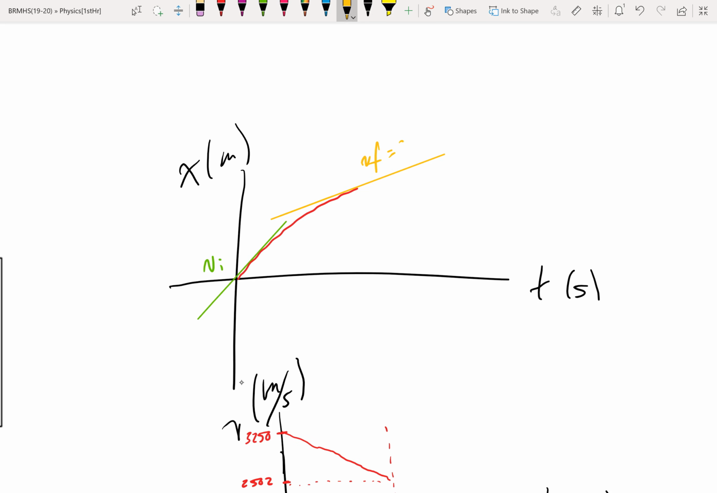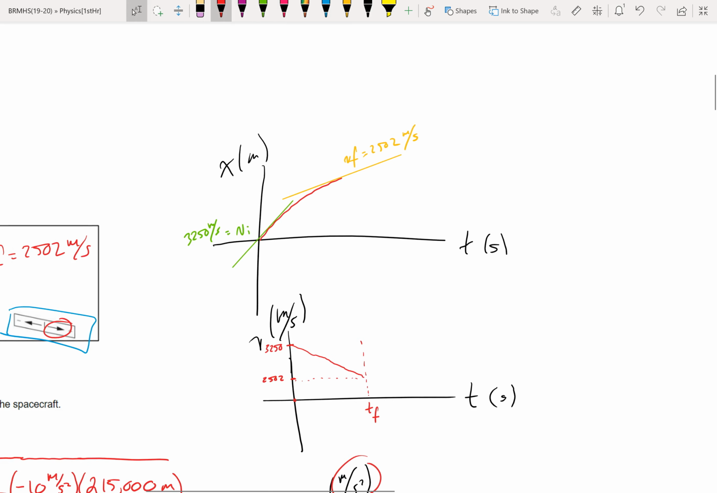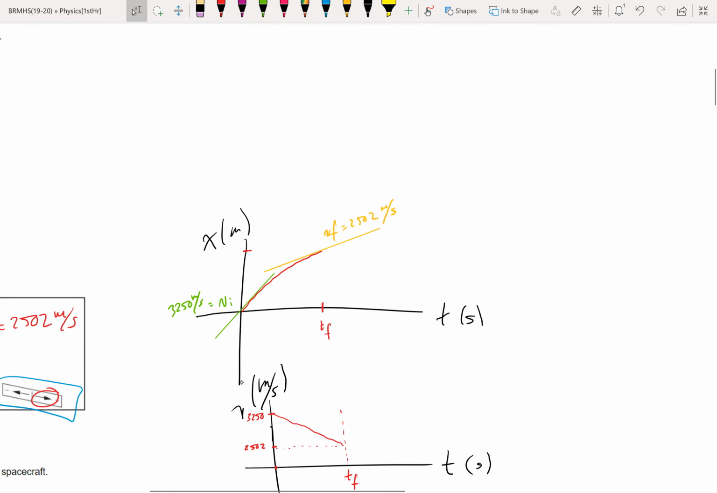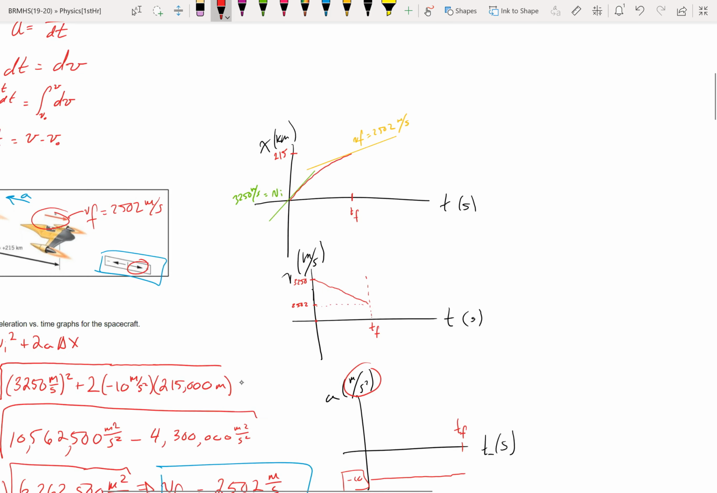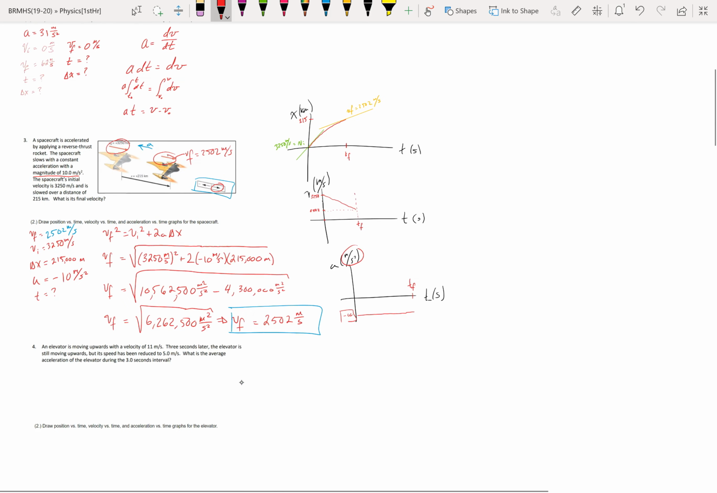So there's V final. That's the 2502. Still positive, so it's still traveling in the positive direction, but it's less steep, meaning slower speed. Initial was 3250. Right? Okay, and then this time that lines up here is going to be T final. And the final position is 215, you know what, let's make this kilometers so I don't have to write the whole thing out. 215 kilometers away. Okay, graph's a little different for that one, but same exact application of our motion graphs from before.